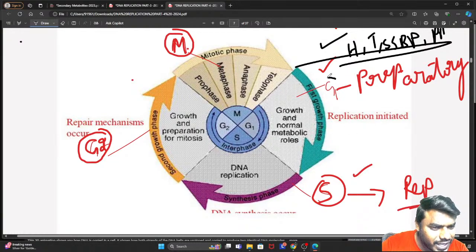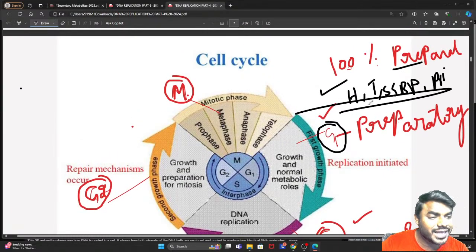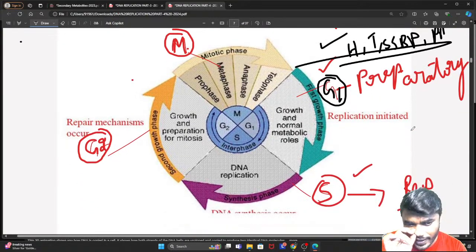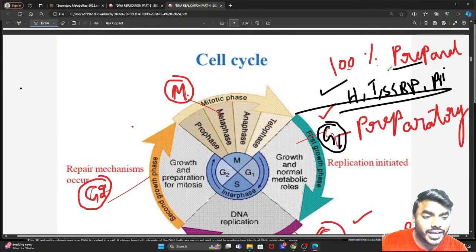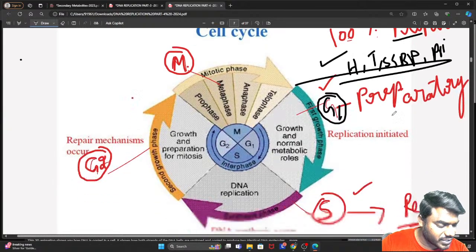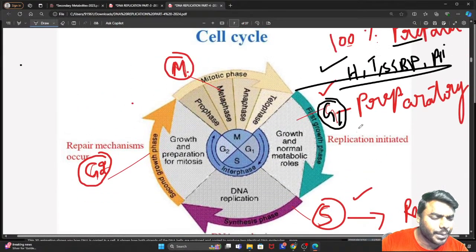Sir, if all the enzymes are ready in the G1 phase, then why is DNA replication not happening in the G1 phase? That's a wonderful question. If all the enzymes are getting ready in the G1 phase only, why is the DNA replication not happening in the G1 phase? The point is very clear.